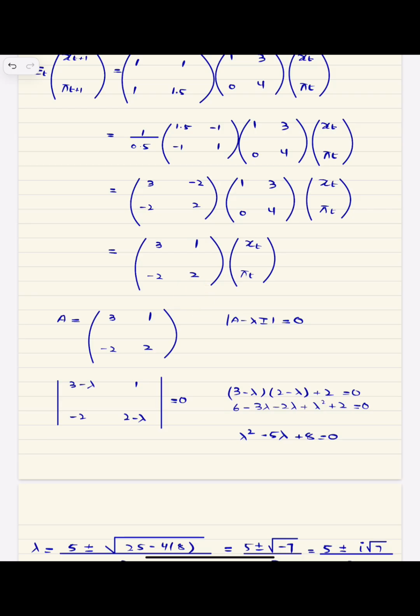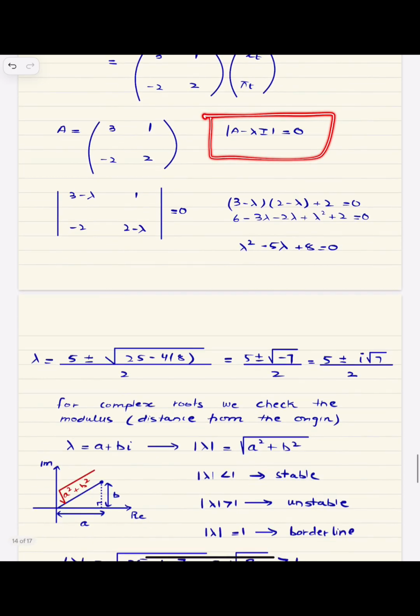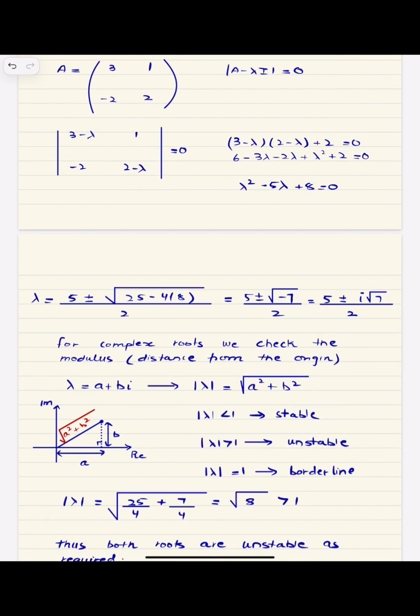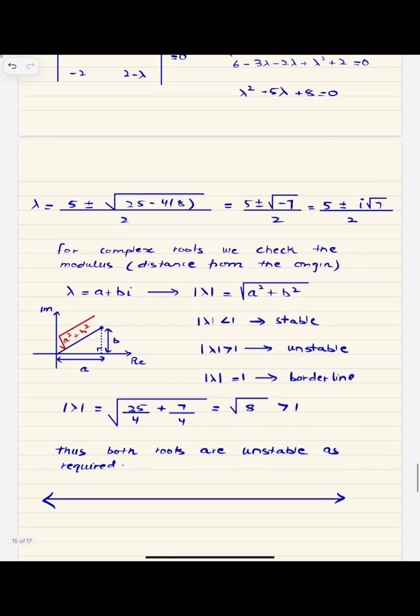For that, I have to solve the characteristic equation, which is the determinant of A minus lambda times the identity. When we solve this, annoyingly enough, for this question I ended up with complex roots. I didn't end up with two positive roots quite easily. I ended up with an imaginary part and a real part.